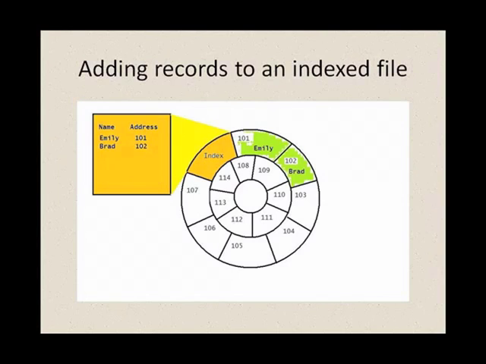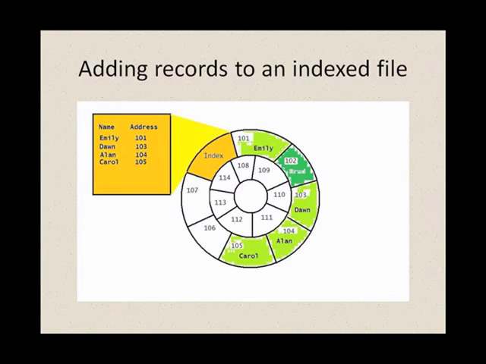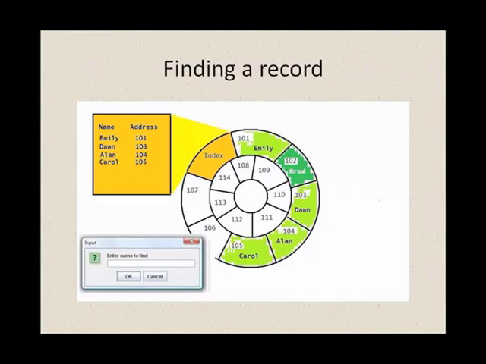Then suppose you hire an employee, Brad, and store his data at location 102. You store Dawn, and she goes to 103, and perhaps Alan goes to 104. Then suppose Brad quits. If an employee quits, you can remove him from the index, but the actual bits that make up Brad's data can remain on the disk. When he's not part of the index, he just won't be accessed anymore when you process the records logically. Then suppose you add Carol to location 105, and so on.